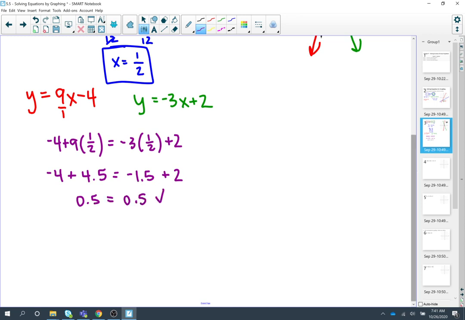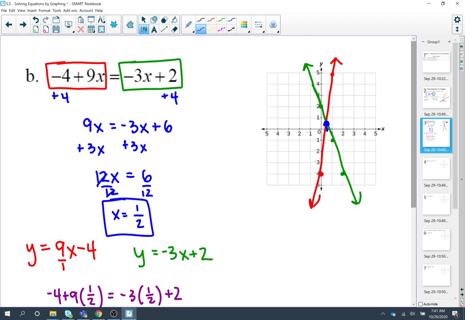So there you go. If we solve it graphically, our point is over at x = 1/2. If we solve it algebraically, x = 1/2.